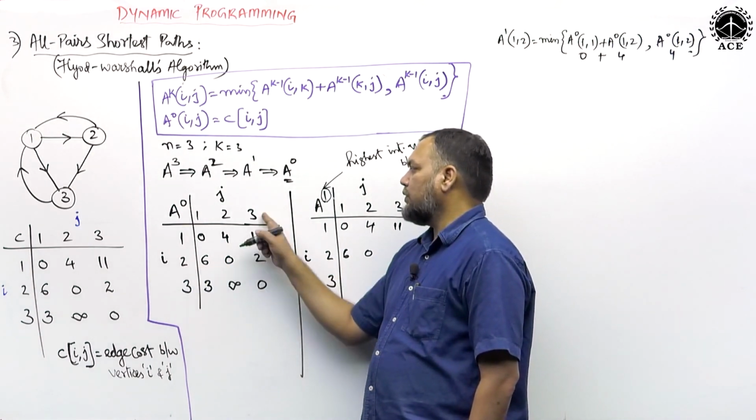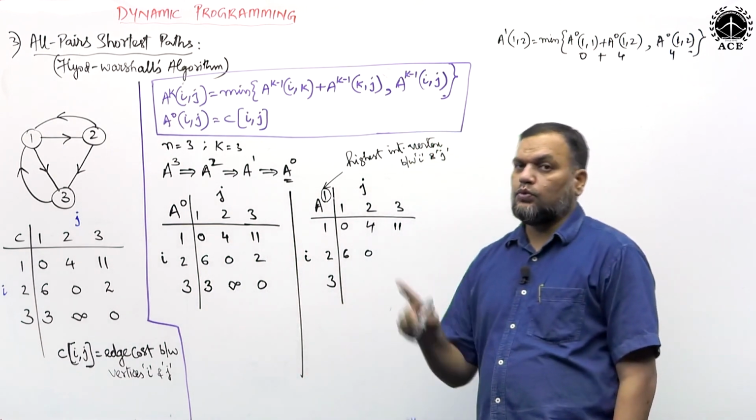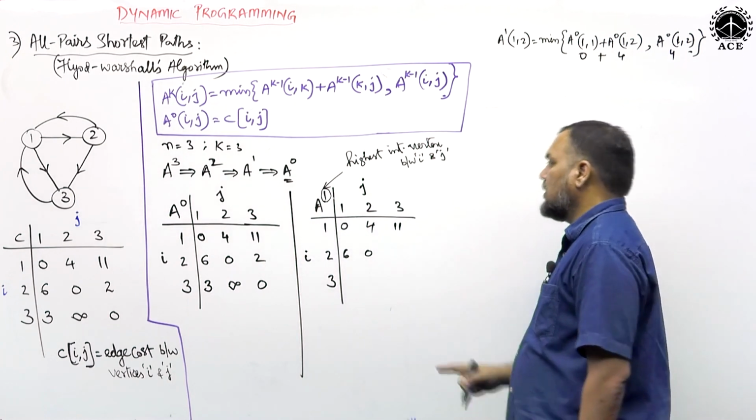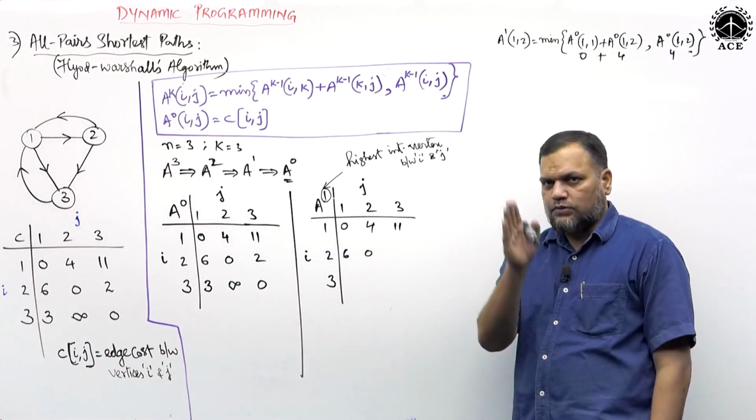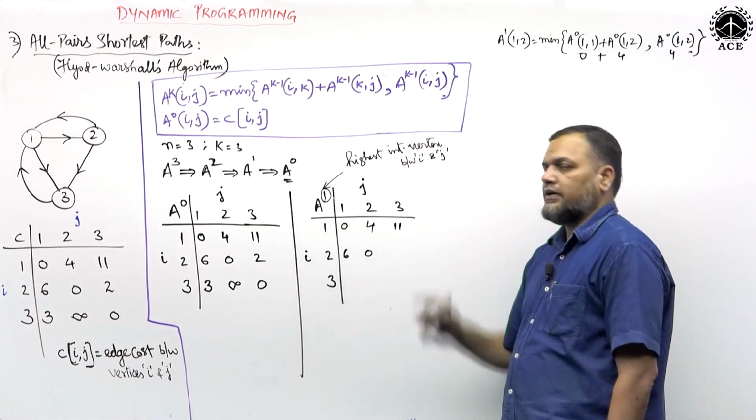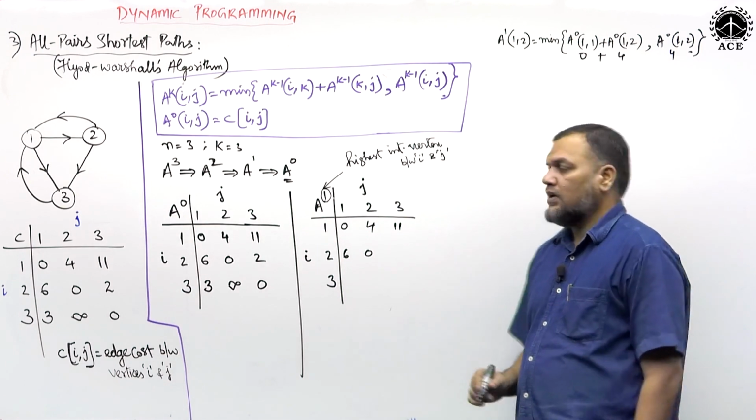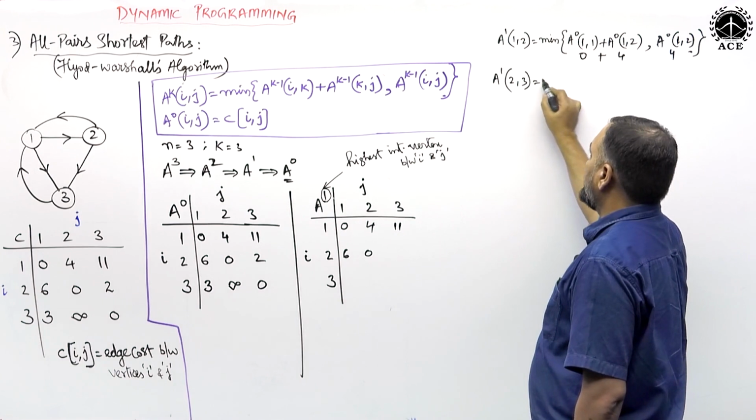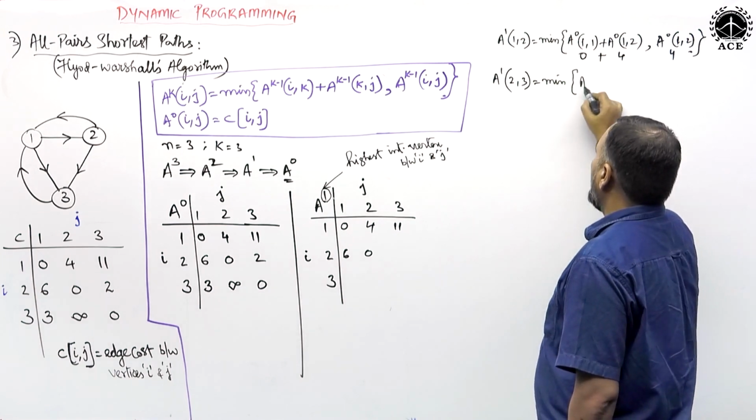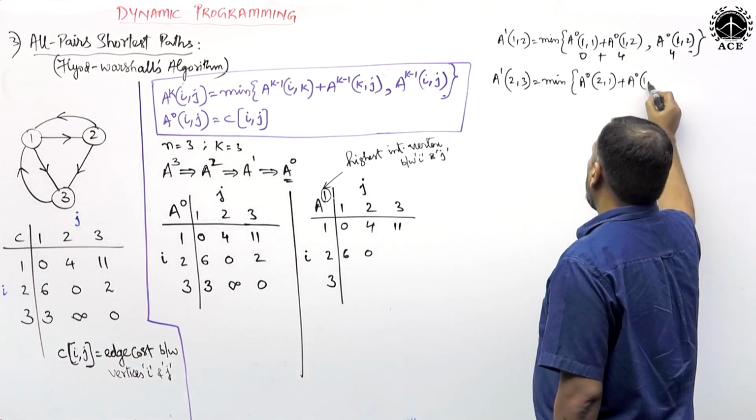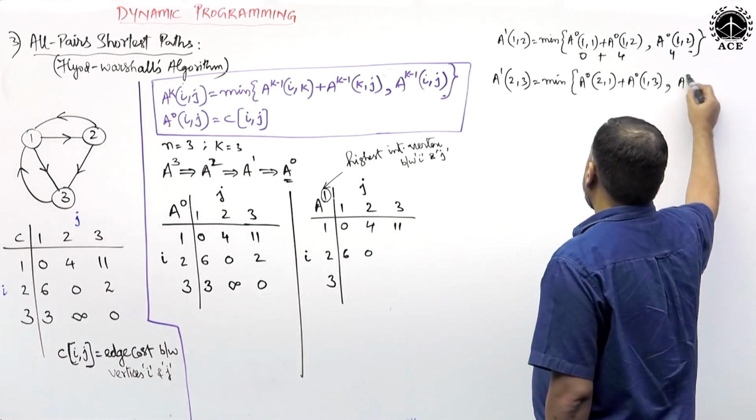Earlier we saw the direct edge between 2 and 3 has a cost value of 2. But now this entry says from 2 you can go to 3 via 1, so 2, 1, 3 I can go. So I should find the cost of that path, or rather you can expand it by the equation A1 of 2 3 by expansion. This is nothing but the minimum of A0 of i comma k, 2 comma 1, plus A0 direct edge from 1 to 3, k comma j, or A0 of 2 3.